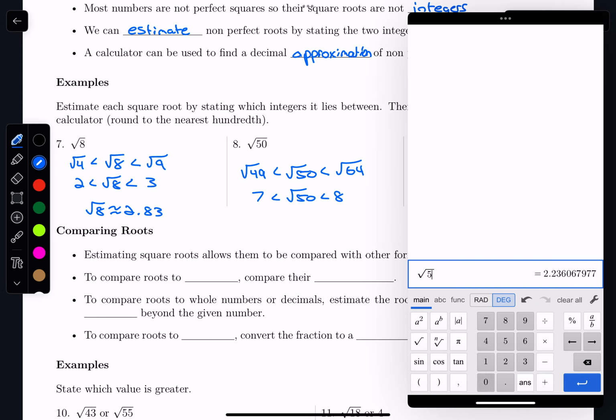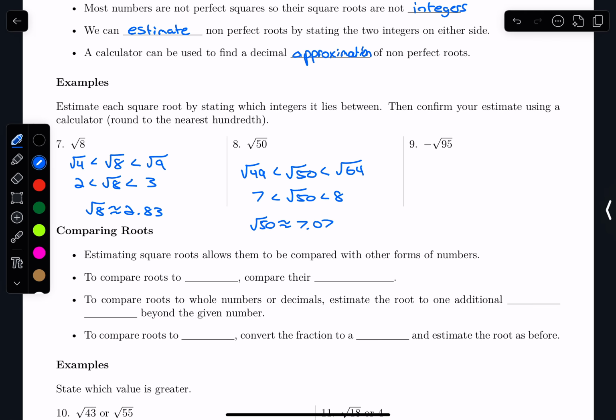Square root 50 is 7.07 if we round to the nearest hundredth. So we can say that the square root of 50 is approximately 7.07. And notice that that is in fact between 7 and 8. And notice in deeper detail that 50 is closer to 49 than it is to 64. So it shouldn't be surprising that our decimal approximation is closer to 7 than it is to 8.